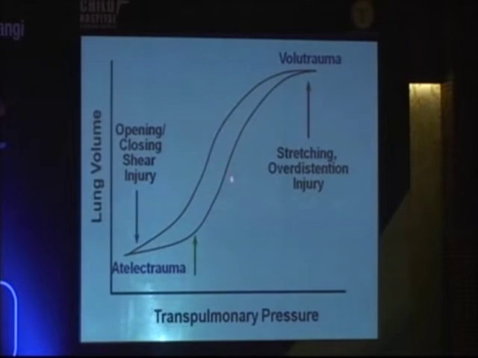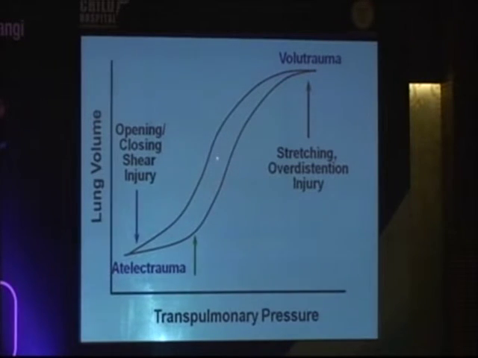And you see this curvilinear relationship. And when we are trying to recruit alveoli, we are trying to aim or target this sweet spot for the maximal change in volume with a change in pressure. We don't want to overdo this in terms of overstretching the lung, because this will lead to volume trauma.